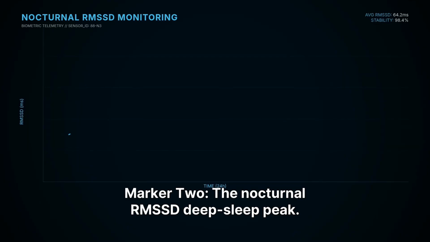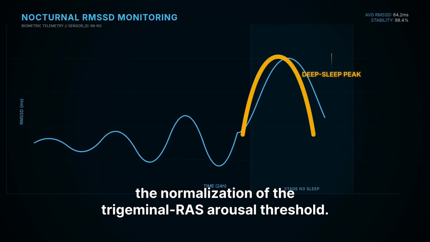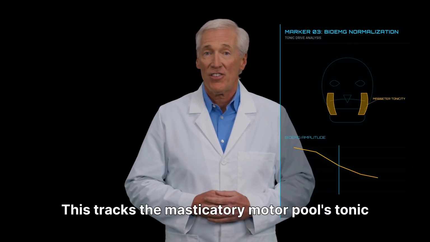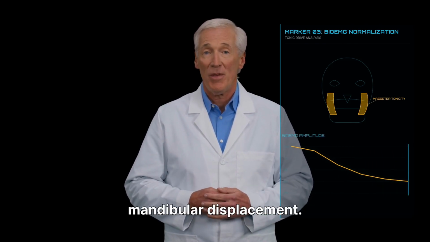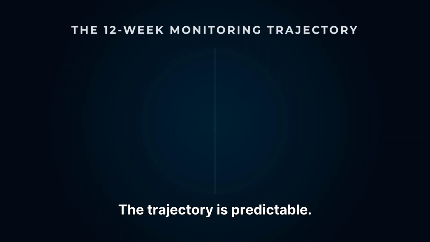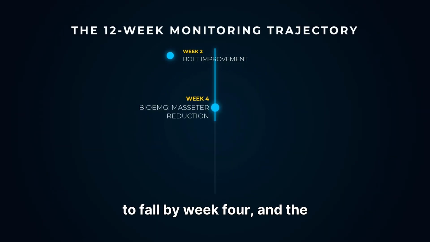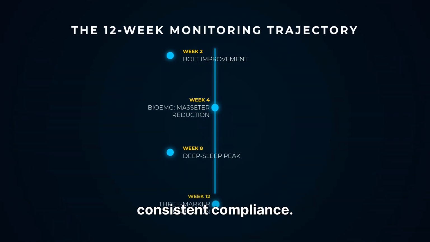Marker 2, the nocturnal RMSSD deep sleep peak. Its presence confirms stage N3 access and the normalization of the trigeminal RAS arousal threshold. Marker 3, Bioenergetic resting masseter normalization. This tracks the masticatory motor pool's tonic drive as the ascending postural chain corrects mandibular displacement. The trajectory is predictable. BOLT improves by week 2, masseters begin to fall by week 4, and the deep sleep peak emerges by week 8 of consistent compliance.